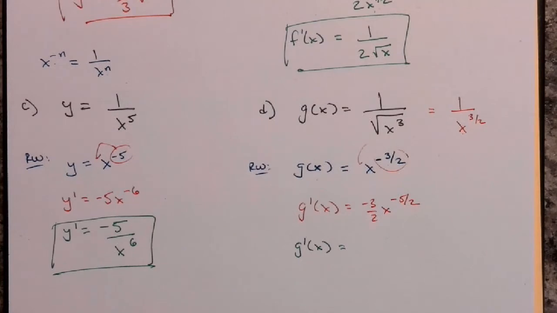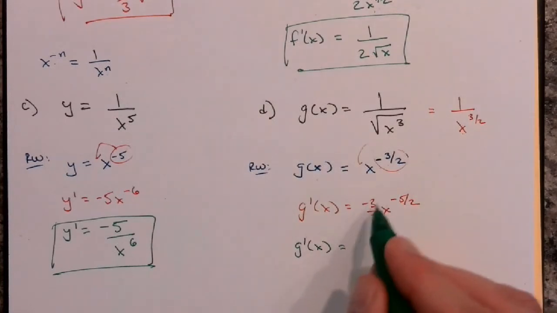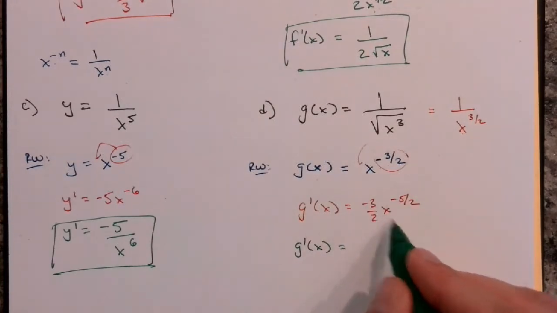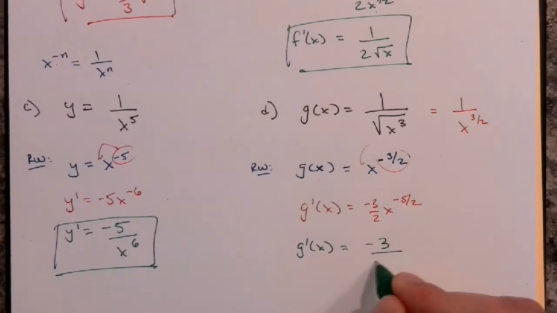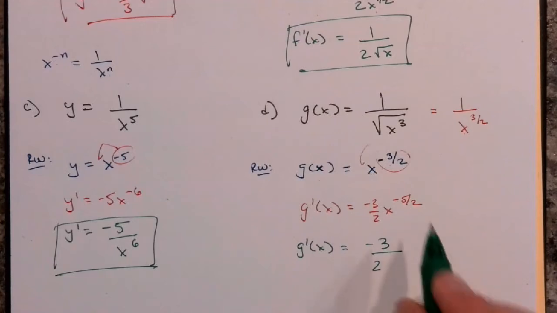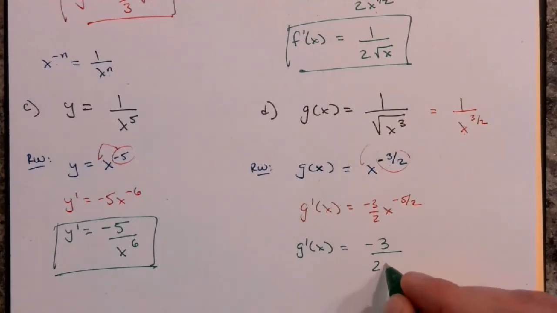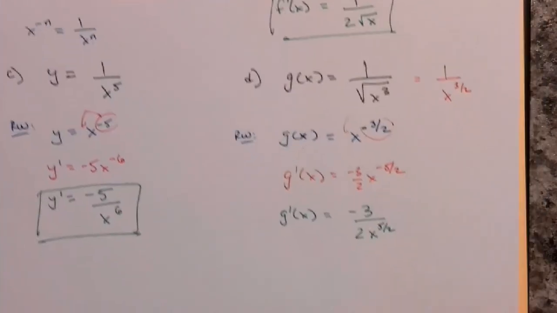If I ask you to simplify g prime of x, remember we want only positive exponents in our final answer. You can write this as negative 3 is in the numerator. The x to the negative 5 halves tells you it's going to move down to the denominator and make the power positive. So I have negative 3 over 2, and then this will be x to the 5 halves. And I'd be okay if you left this for now. But knowing how to simplify this is somewhat important.